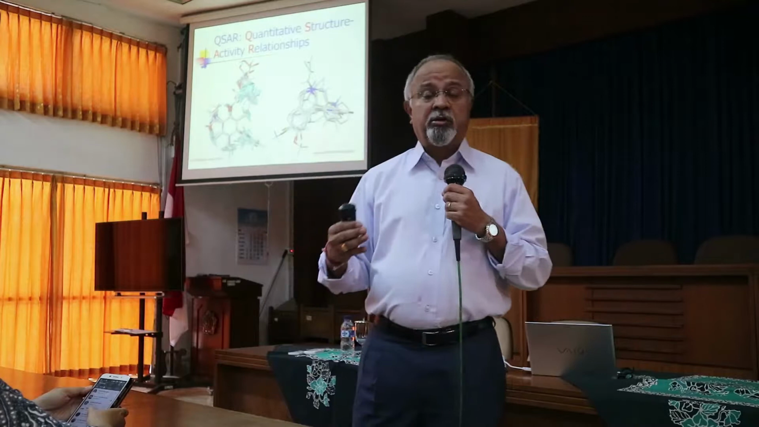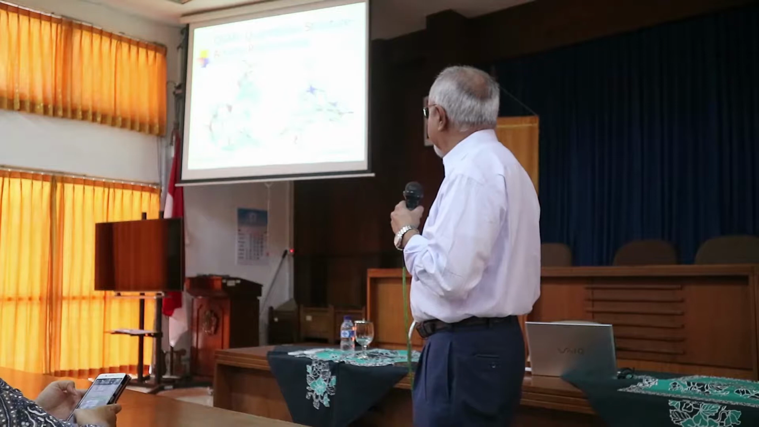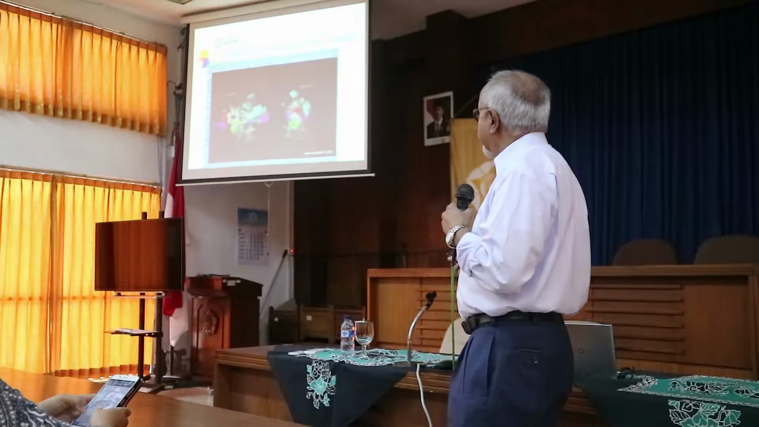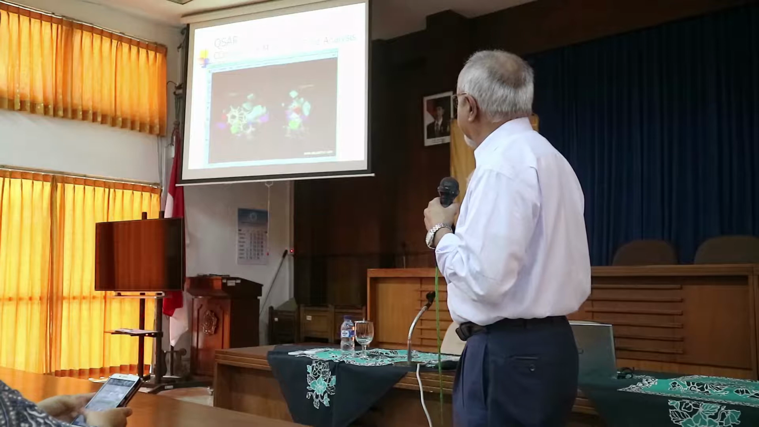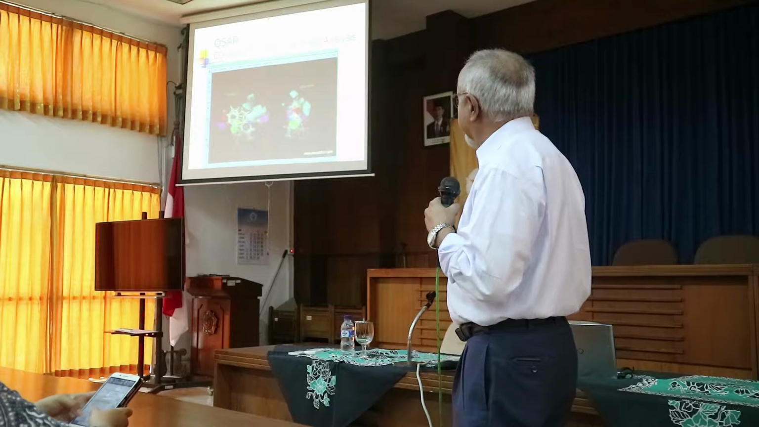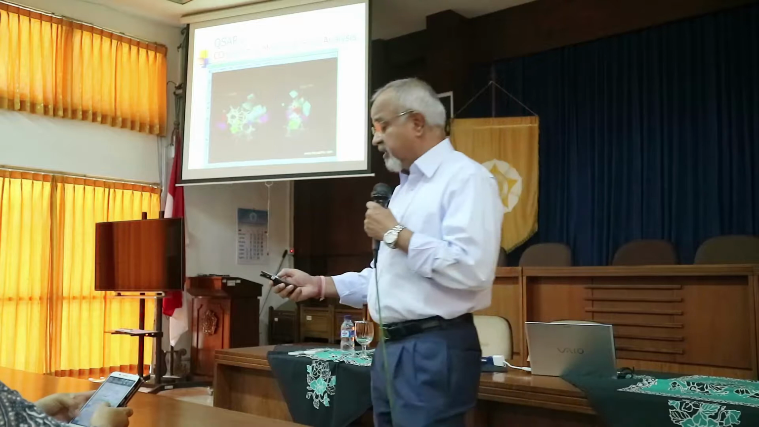So in there, you start understanding, oh, I need this part, I need this part, I need this part, kind of things. Say, for example, this is called comparative molecular field analysis, or CoMFA, where you put all these molecules together and start analyzing the data. Then you start understanding, oh, I need a hydroxyl group here, I need a hydrophobic group there, and I need an aromatic residue there, and things like that. This becomes very clear. So this is called pharmacophore identification.